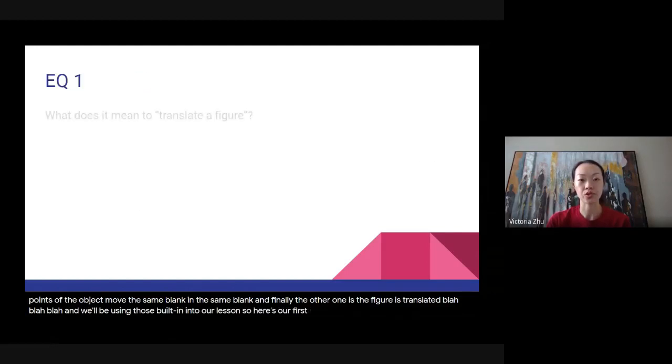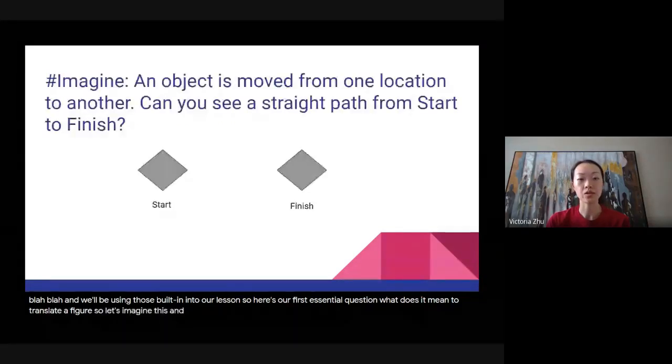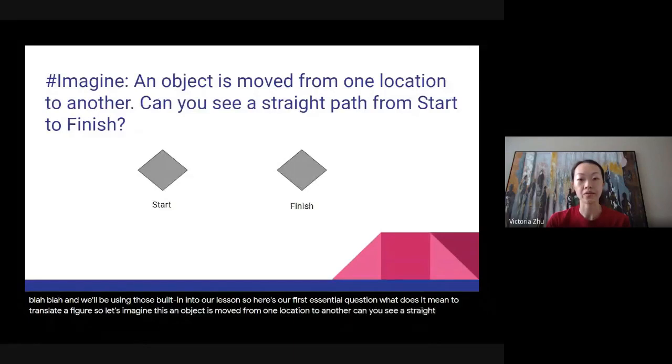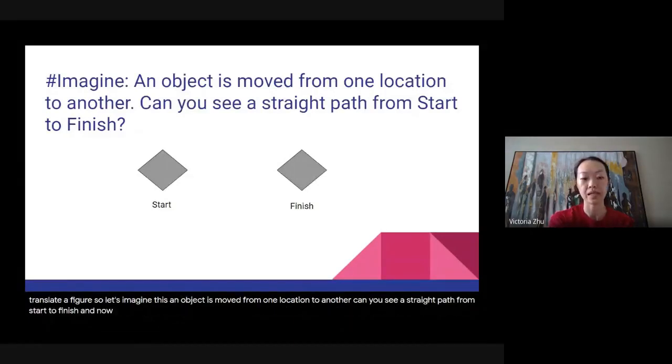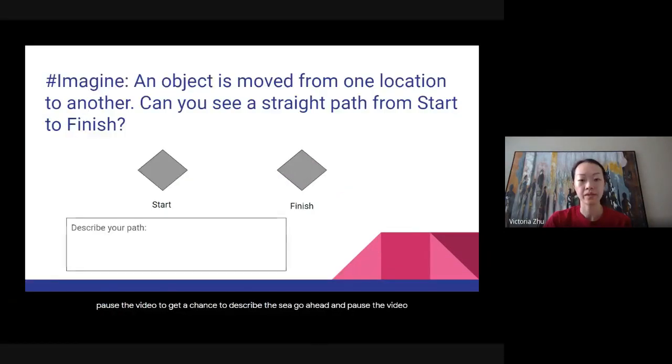So here's our first essential question. What does it mean to translate a figure? Let's imagine this. An object is moved from one location to another. Can you see a straight path from start to finish? What I mean is like this. With our start figure, do you see a path that goes to our finish figure? Okay, one straight path. Go ahead and pause the video and describe the path you see. Hopefully you see that from start to finish, the object moves to the right.